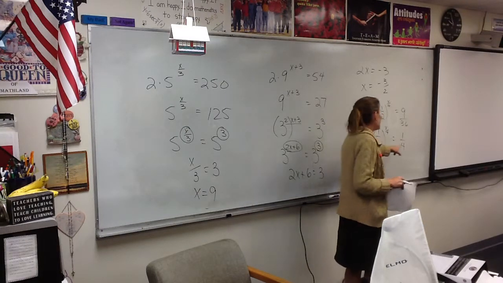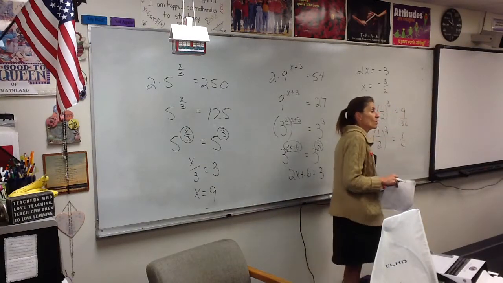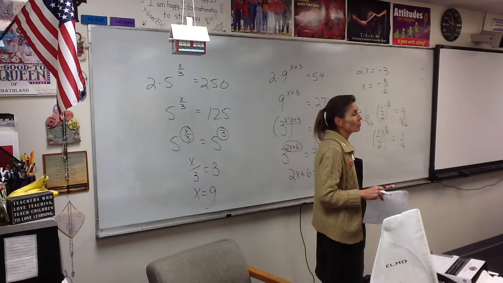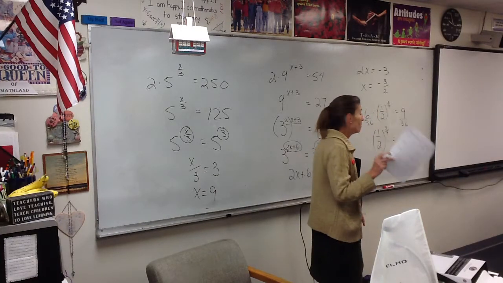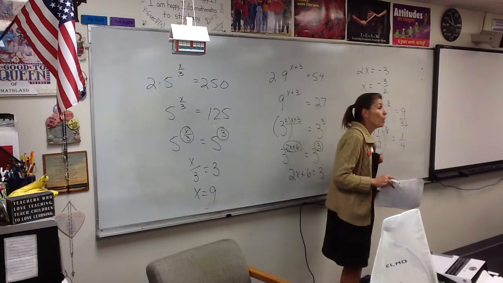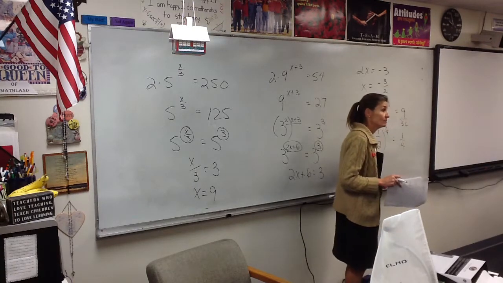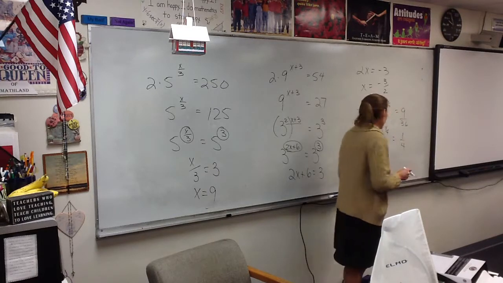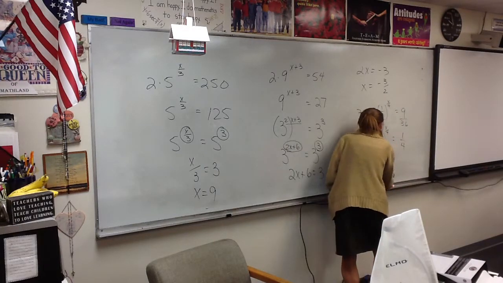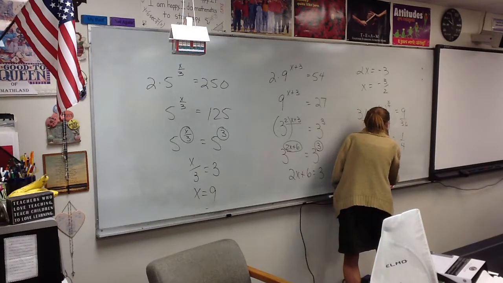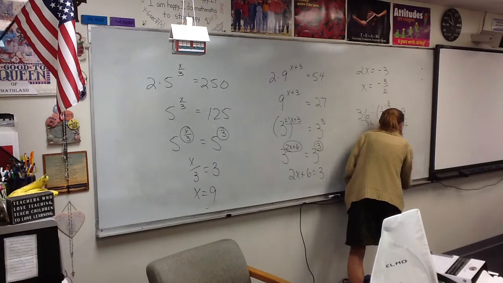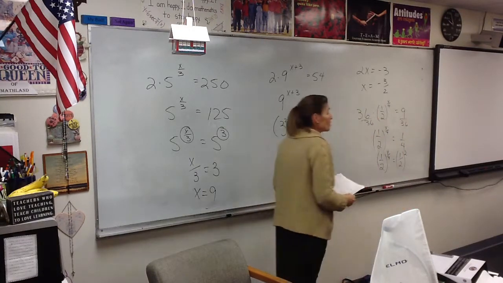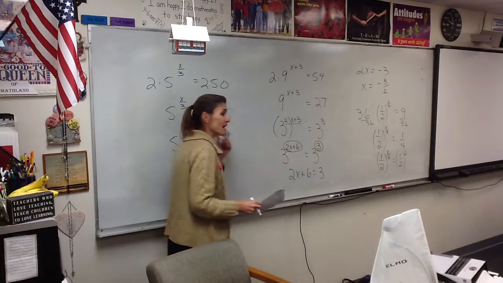Okay, so 1/4 is indeed 4 to the negative first, but it's also 1/2 squared. 1/4 is 1/2 times 1/2. So I'm going to rewrite that 1/4 as 1/2 squared.